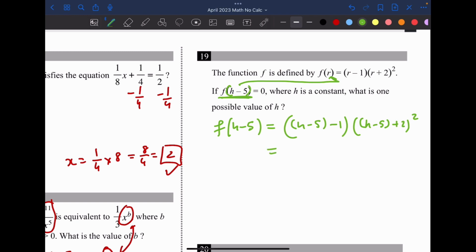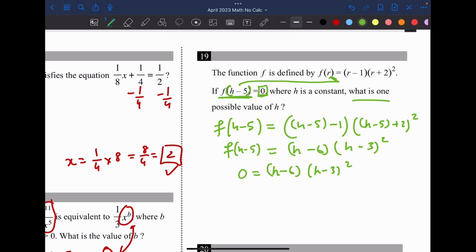So let's simplify this. This would be h minus 6, because negative 5 minus 1 is negative 6, times (h minus 3) squared. So it says what is one possible value of h, where this is equal to 0. So this is f of h minus 5. It tells us that it's equal to 0. So 0 is equal to (h minus 6) times (h minus 3) squared.